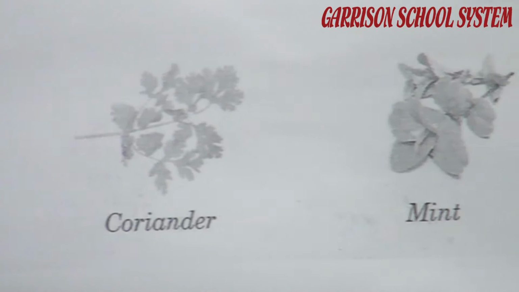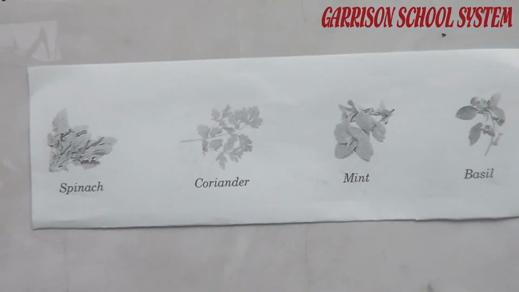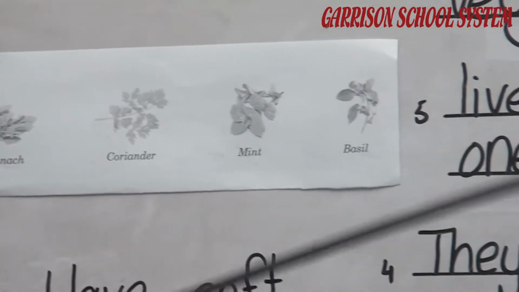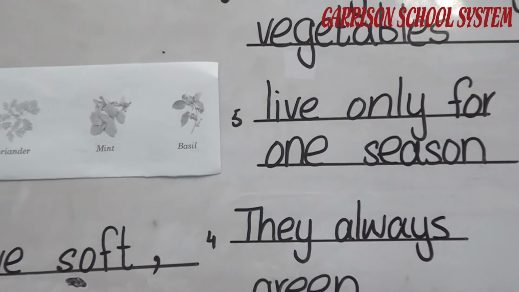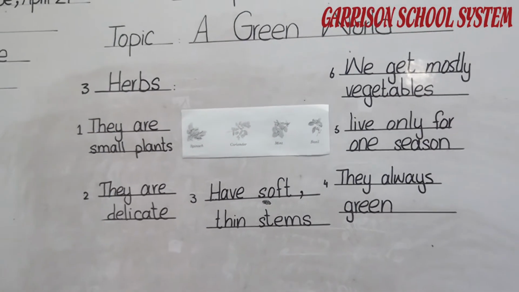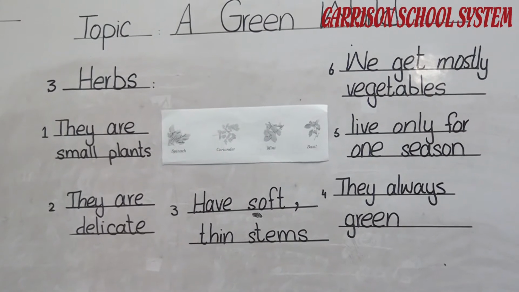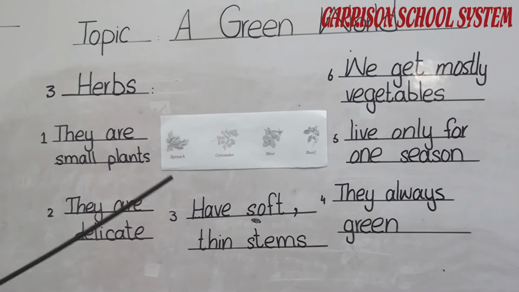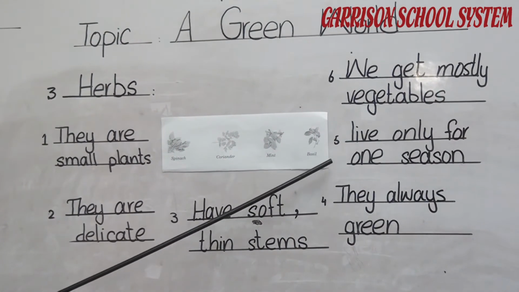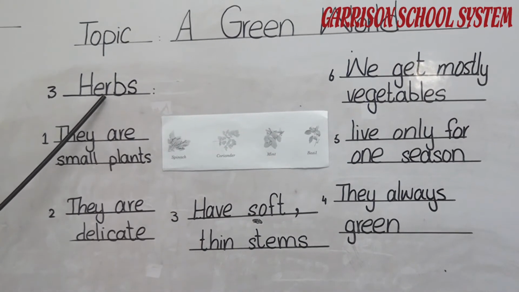When the summer season has finished, these vegetables are also finished, because we read that they can live only for one season. There are different vegetables for the winter. When the winter season has finished, these vegetables are also finished. That's why they can live only for one season. Only one season is their lifespan. These are the herbs.